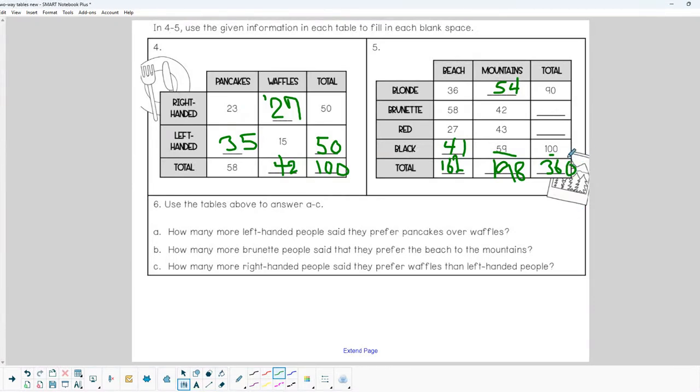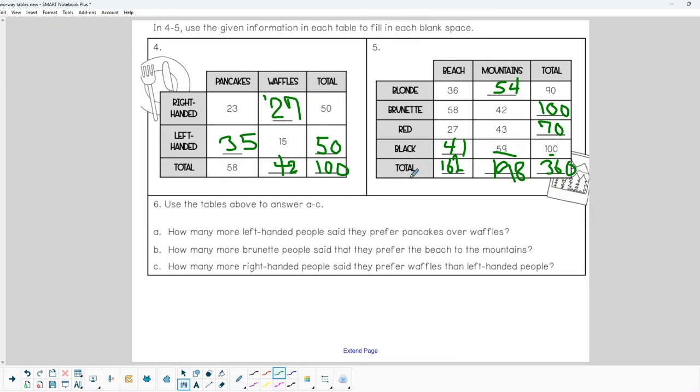All right, so if this is 360, well, we can't quite find both of these using these numbers over here, but we can find these by adding these two together. So 27 plus 43 is 70. 58 plus 42 is 100. So now when you combine all of this together, you would get 360.